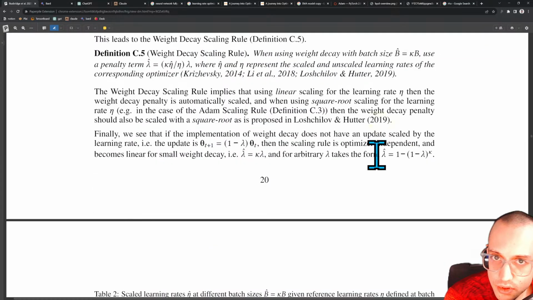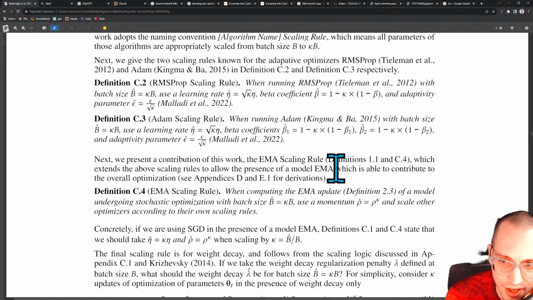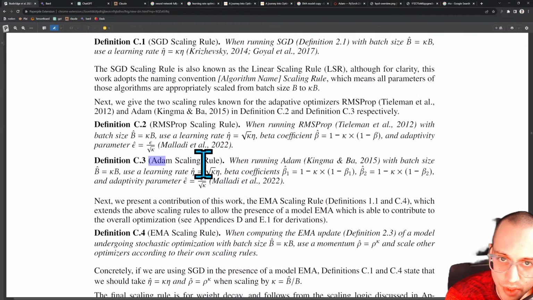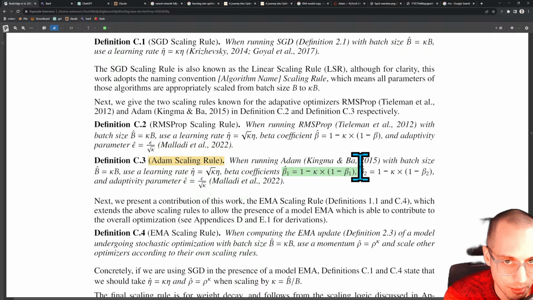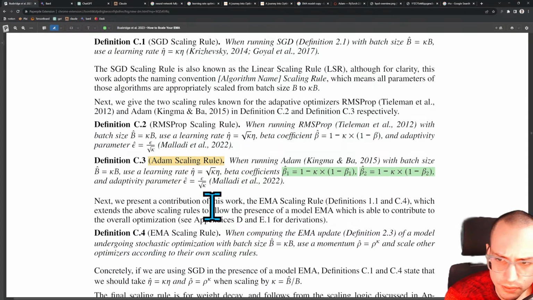Scaling rules, weight decay scaling rules, so maybe how to pick the weight decay optimally, how to pick the right Adam rules. So here's how you pick your betas. So here you go. You can pick your beta 1 based on that, and then pick your beta 2 based on that. So beta 1, beta 2 are the two values here. And actually here, you can also pick the epsilon.